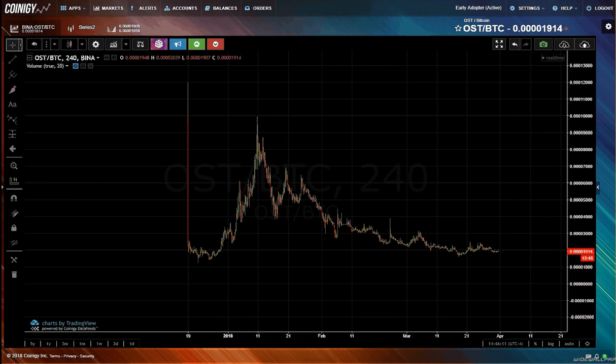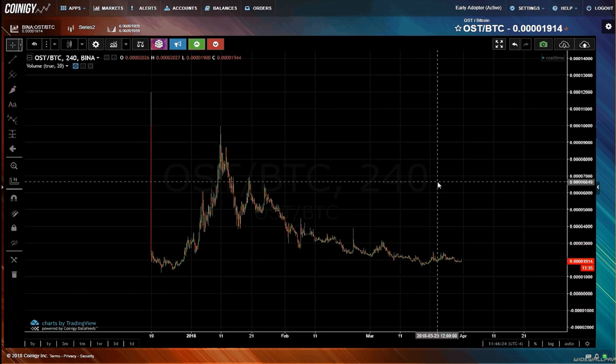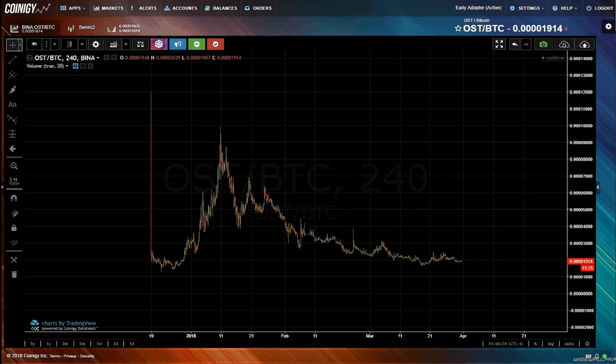OST to the BTC pair using the Binance price feed. All right, this was requested for an update. And basically, from a count and a pattern perspective, it should stand out. And that standout should look like this.